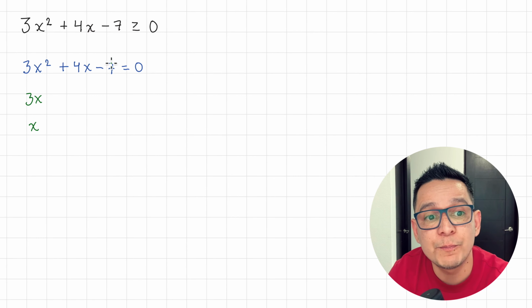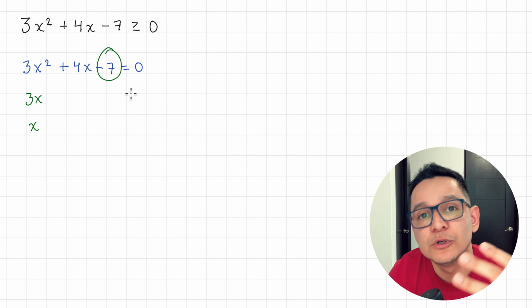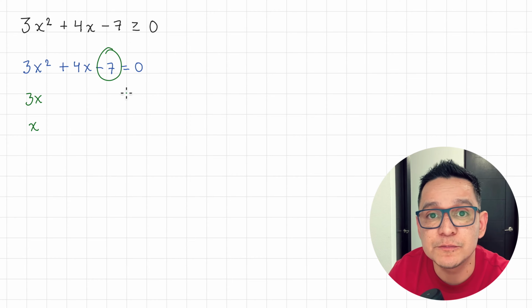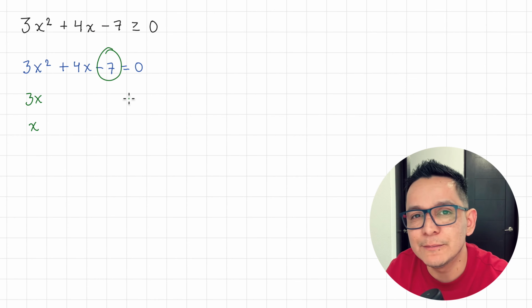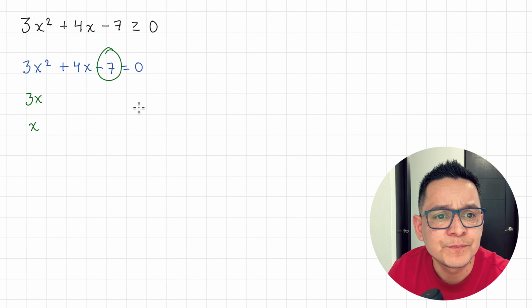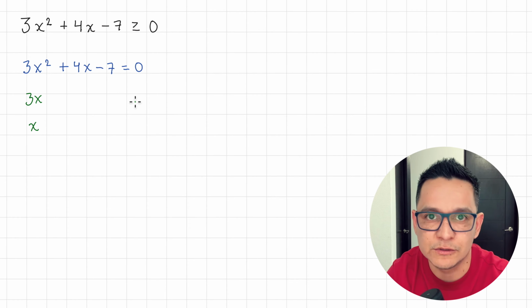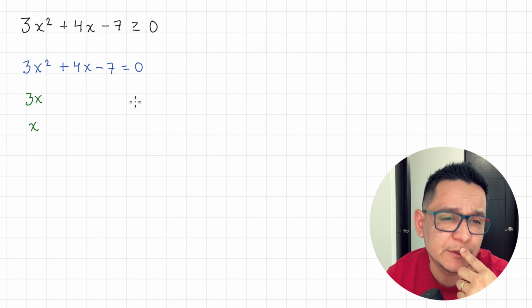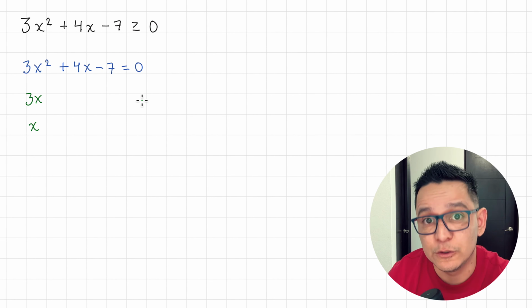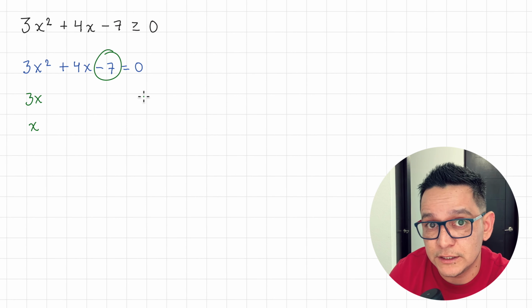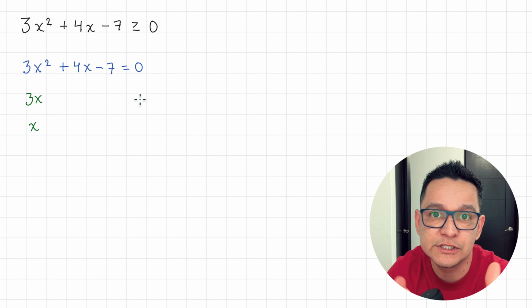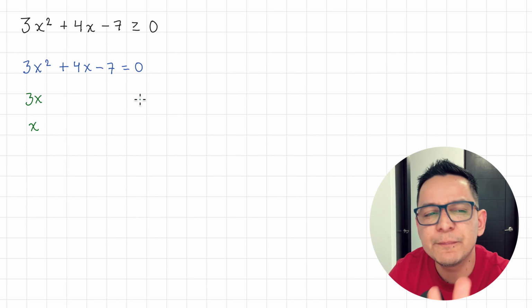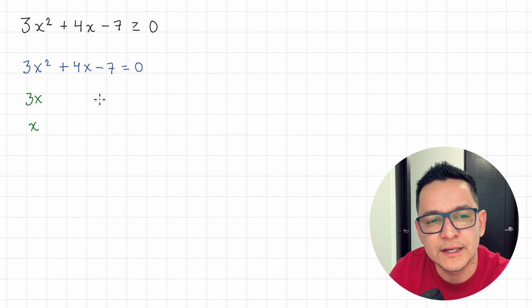Now the same thing with this last term: we're looking for two numbers that multiply to -7. Well, we don't have many options in this case, I mean options for integers. It could be, for example, -7 times 1, which still gives me -7. Or it could be 7 times -1. I'm going to try -7 times 1. Let's see how it turns out.